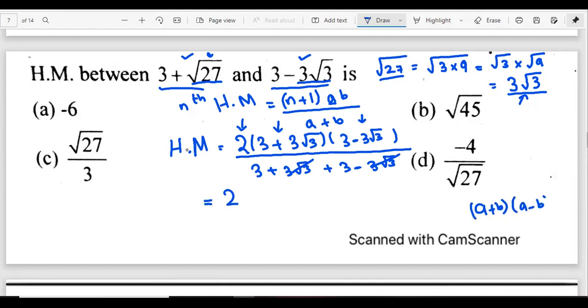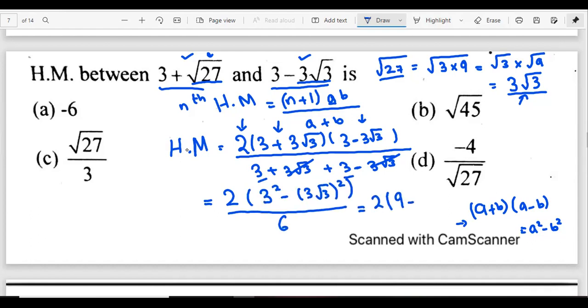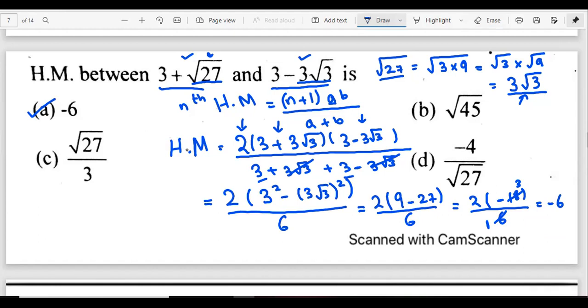And it is being multiplied by a minus b. Identities are going to help you with these calculations, right? A square minus b square. This is an identity. 3 square, that is 3 under root 3 by 6. 2 multiplied by 9 minus 27, divided, 3 times is 3. So 6, 3 times is 18, which means that the answer is A. Okay. This question was very easy.